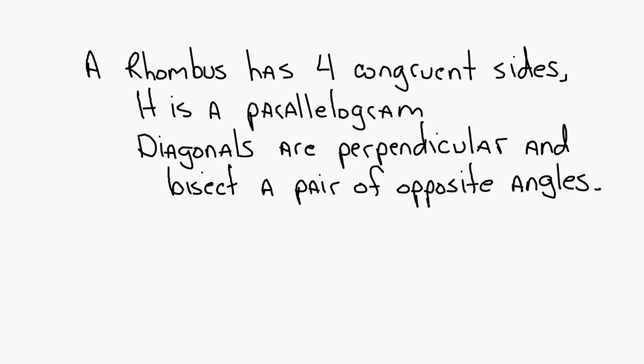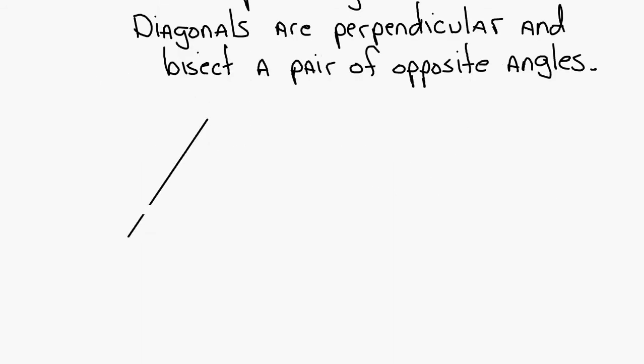So 4 congruent sides. It is a parallelogram. So it has all the properties of a parallelogram. The diagonals are perpendicular, which means they intersect at 90 degrees. And they bisect a pair of opposite angles. So here's what a picture of that looks like. So a rhombus is like a pushed over square.